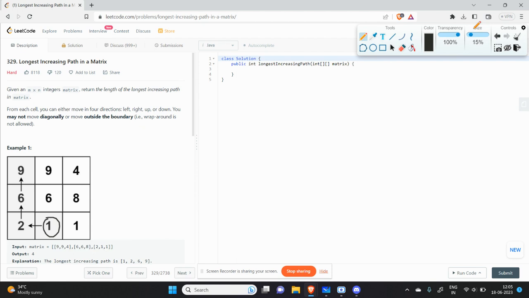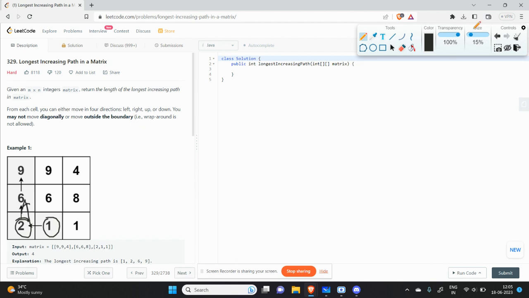So the next cell on which I should go from my current cell must have a value that is greater than the current cell value. From this one, can I go in the left direction? Yes, you can go. From this two, can I go downward? No, you can't. Can I go left? No. Can you go right? No, because you just started from that point only. So you should mark that one as visited.